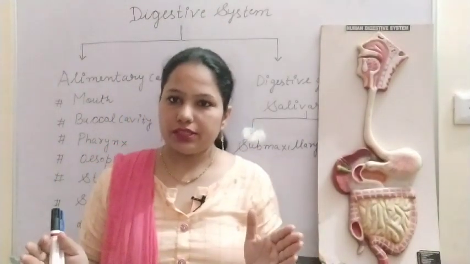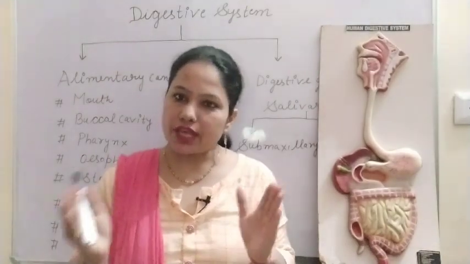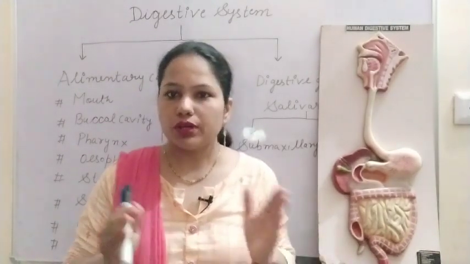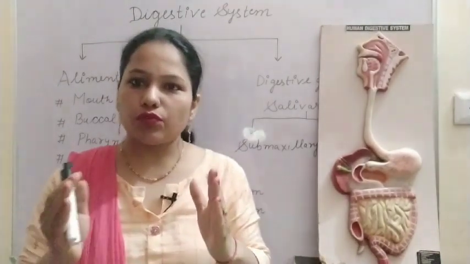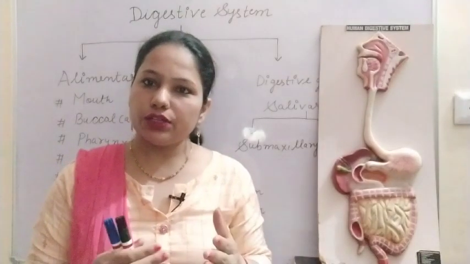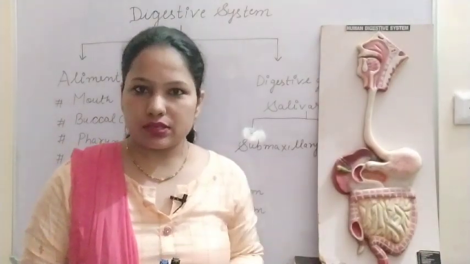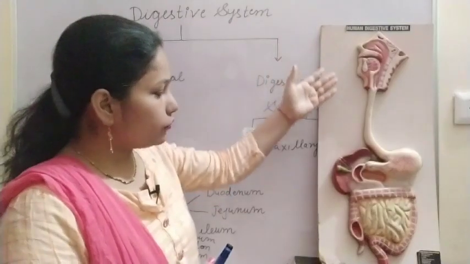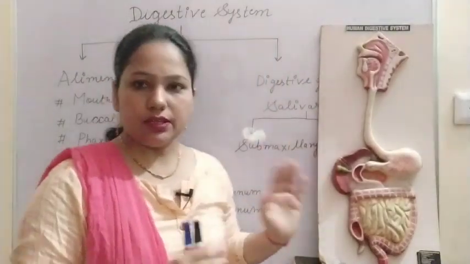Our body is made up of cells. Cells unite to form tissue. Tissue then unite to form organ, and the organ unite to form organ system. Here the model of digestive system you can see.